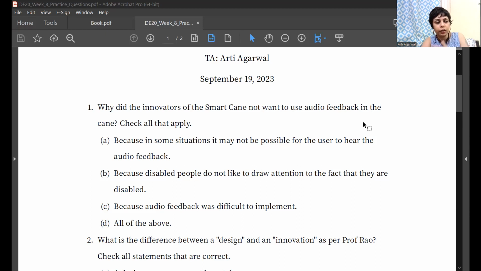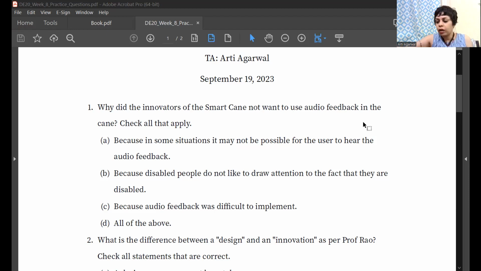It can be very inconvenient and uncomfortable for the person. So option B is correct, and he's mentioned this in the lectures also. So A and B are definitely correct.